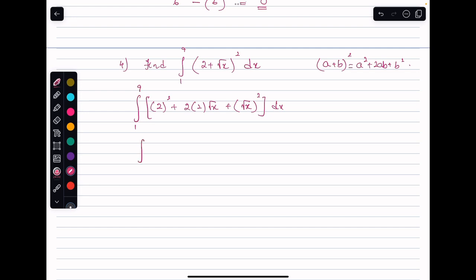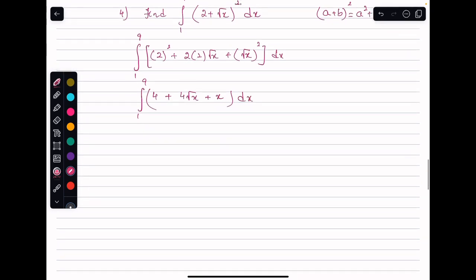So this means I should be having here, from 1 till 9, 4 plus 4 under root x, and then square root of x the whole square gives me an x, and dx. So I shall be integrating this function. The integral of 4 becomes 4x. Here it should be 4x to the power 1 by 2 plus 1 divided by 1 by 2 plus 1, which gives me a 3 by 2. And then for the integral of x, it should be x squared divided by 2. And now I'm done with the integration. Therefore, the limits have to be written on the right side from 1 till 9.